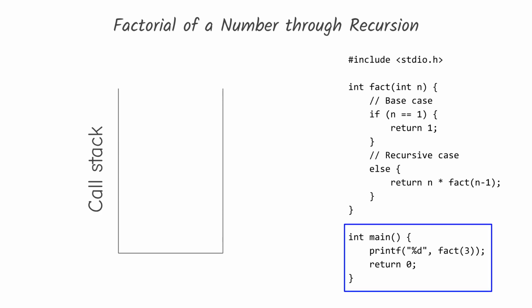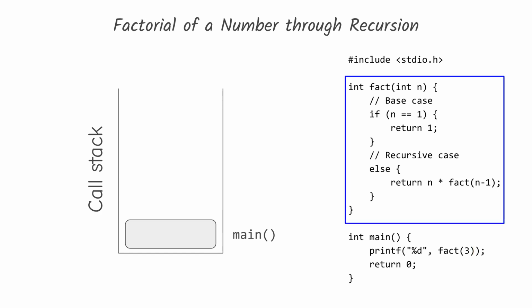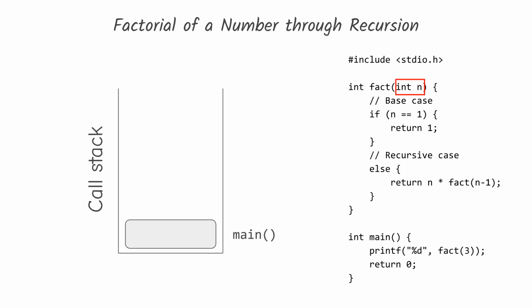First, the main function is called by the operating system. Therefore, the activation record of the main function goes inside the call stack. Now what's next? Inside the main function, within the printf, fact(3) is called. This means the fact function is called with value 3, which is passed as an actual argument to the parameter n.